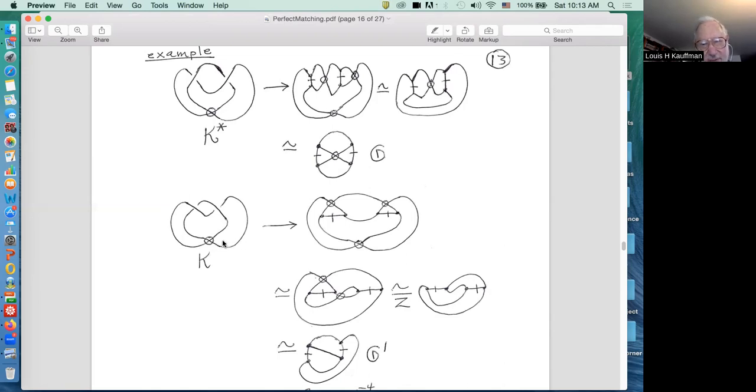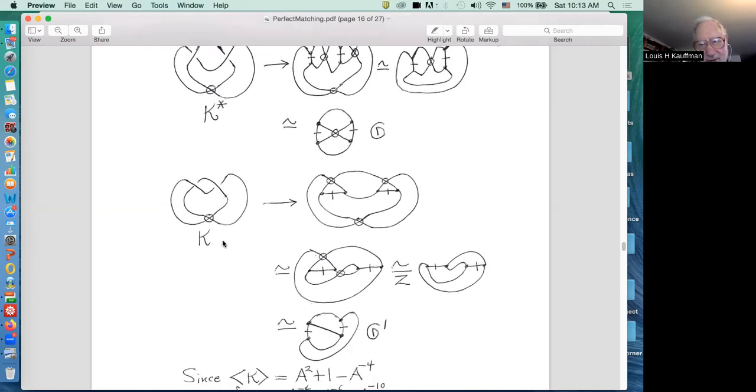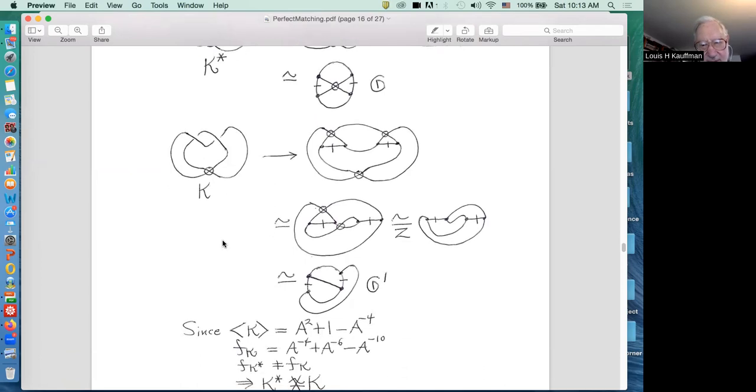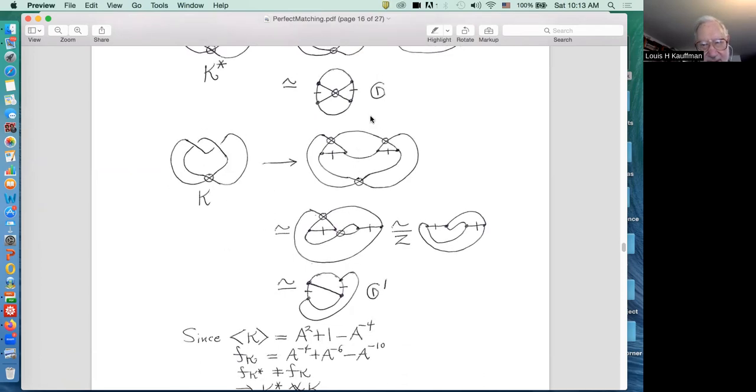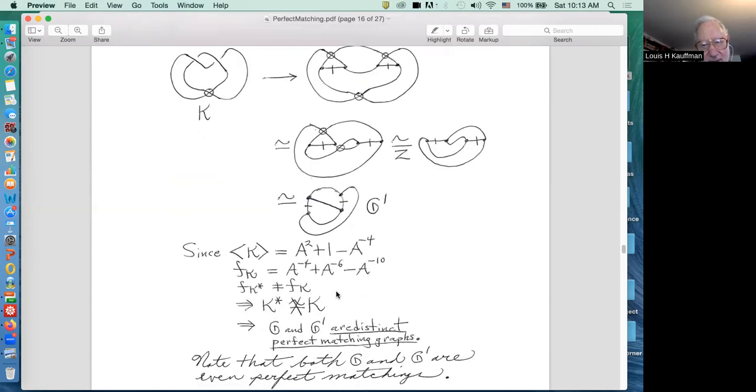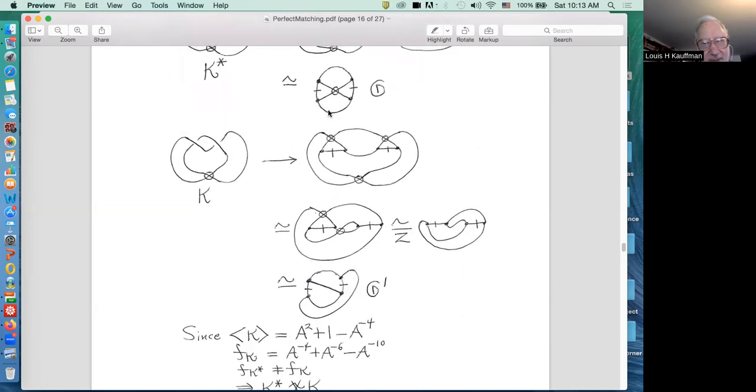And on the other hand, if you took the mirror image of that knot and you examined the graph that you got, you would get this graph. And then the two polynomials are different, and that means that these are distinct perfect matching graphs. You're not going to be able, in the graph category, to get from this graph to this graph by the extra moves, including the extra Reidemeister moves and so on. You won't be able to get from one to the other.